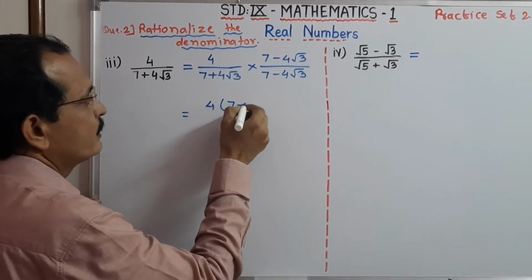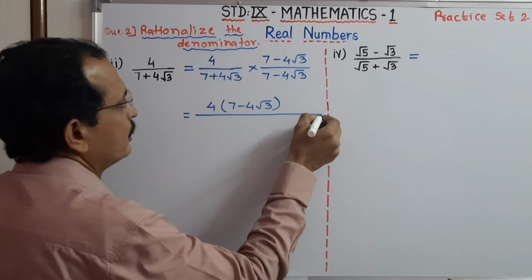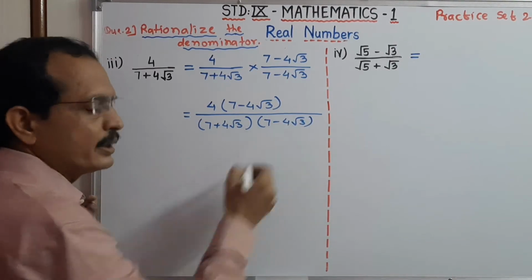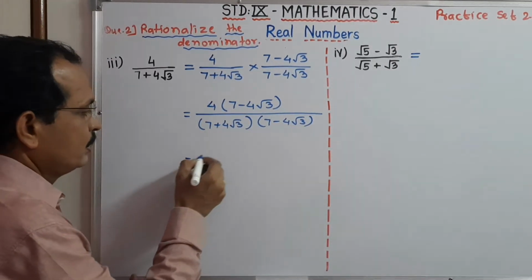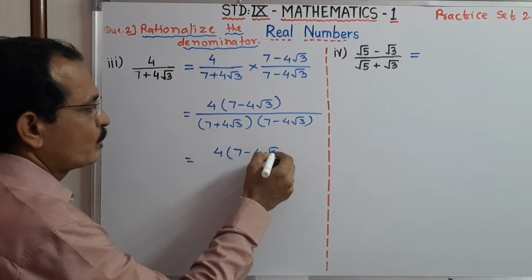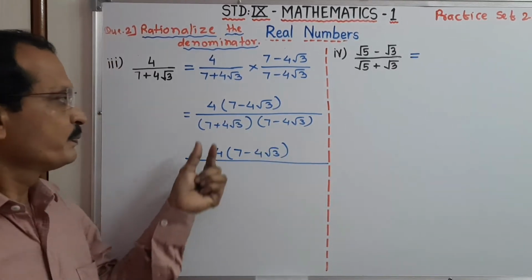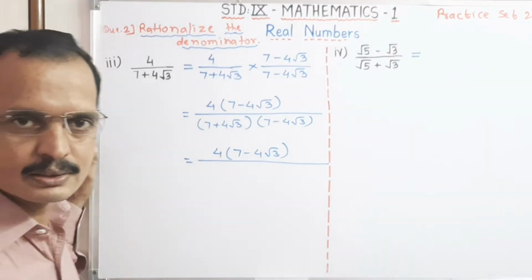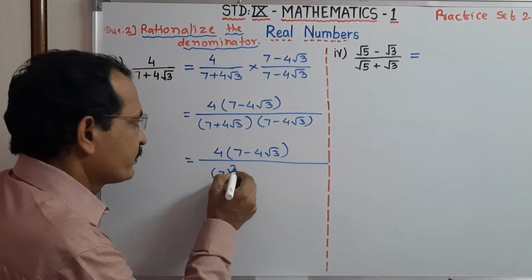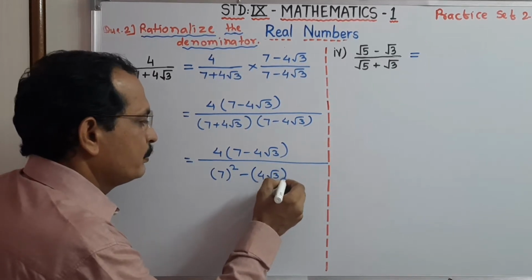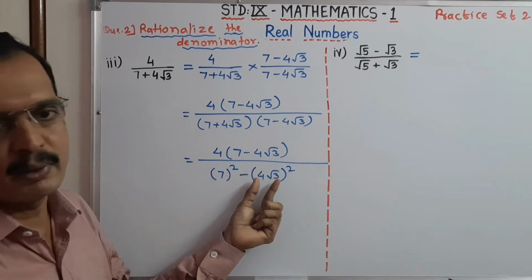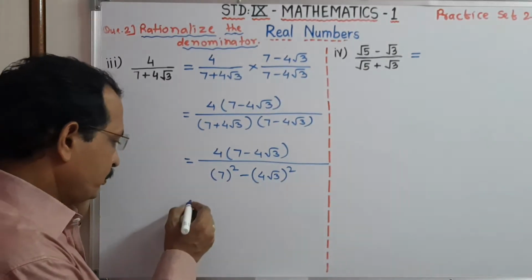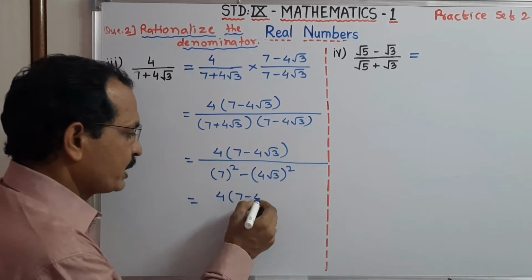Therefore, 4 into 7 minus 4 root 3, and here 7 plus 4 root 3 into 7 minus 4 root 3. Now see again, here 4 into 7 minus 4 root 3 as it is. Now see here, a plus b, a minus b. What do we have to do? a square minus b square. What is a? It is (7 minus 4 root 3) bracket square. Just I have told you that you have to make the bracket here. If you don't write it in a bracket, the meaning will get changed. You will lose your marks. Therefore, be careful now. It is 4 into 7 minus 4 root 3.